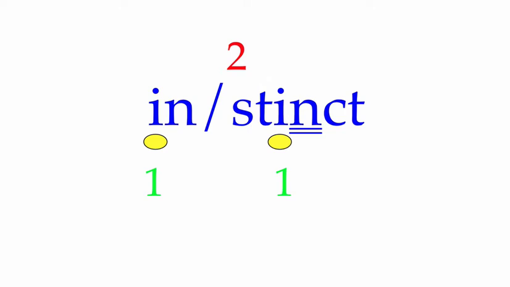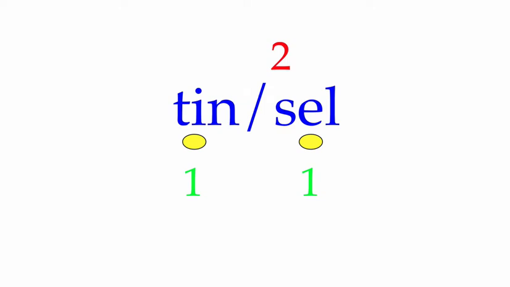Row 2, tinsel. Tinsel. Put some tinsel on the Christmas tree. Tinsel. First syllable, tin, 3 sounds. T, i, n. Cell, 3 sounds. S, e, l. Tin cell. Mark the word. Tin cell.